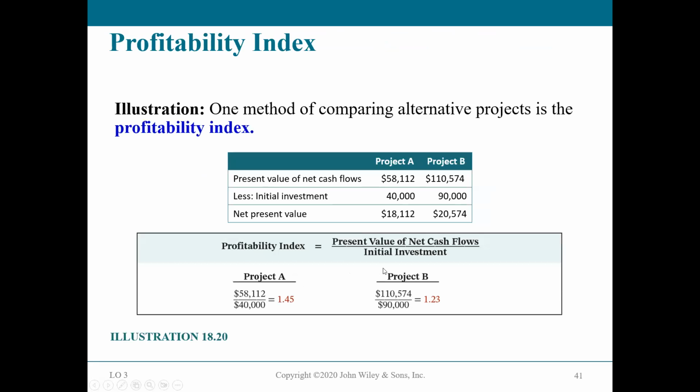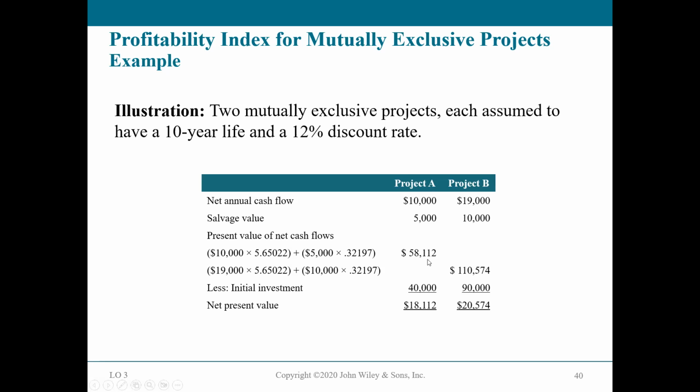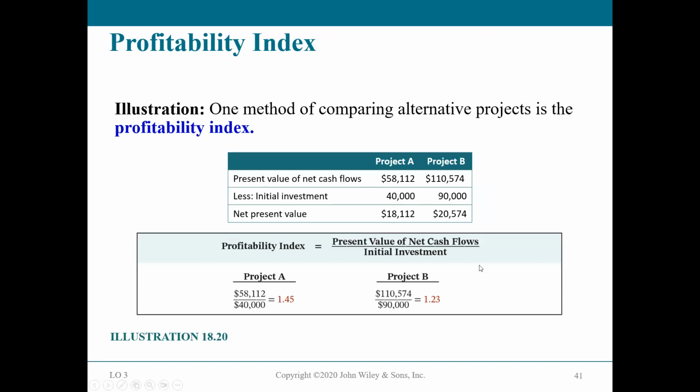One method of comparing the alternative projects is the profitability index. So we look at the two projects: what's the present value of the net cash flows? So let's move back again, 58 and 110, less the initial investment equals the net present value. So that's a little summary from the previous chart. And the profitability index looks at the present value of the net cash flows divided by the initial investment. So what's basically a rate of return, in this case we call the profitability index. So Project A has an index higher than Project B. So even though it has a lower net present value, compared to the initial investment, it's a better investment.